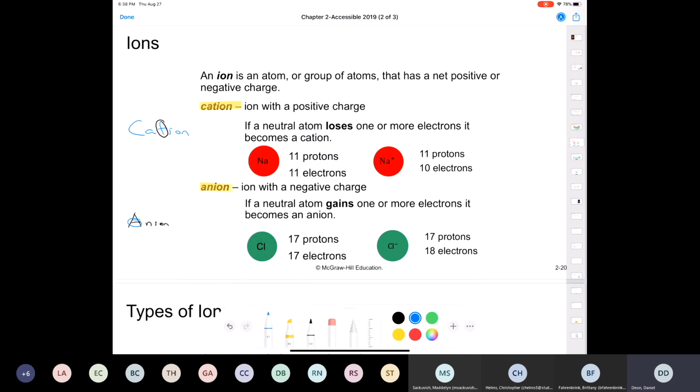So a cation, it says if a neutral atom, like sodium, if you look at sodium on the periodic table, you see that it's element number 11. Remember, the atomic number is the number of protons. So that means that sodium, when it's neutral, when you just have pure sodium metal, it has 11 protons and 11 electrons. What would happen if it lost an electron, right?